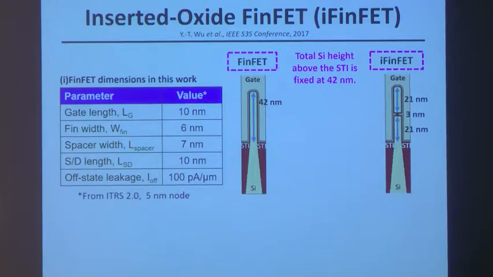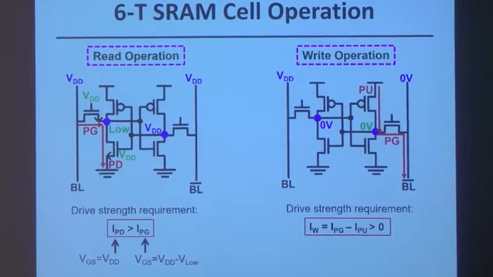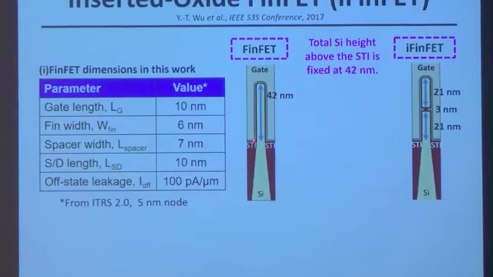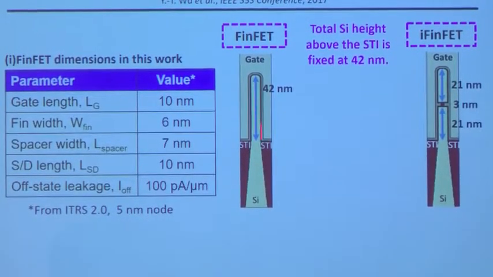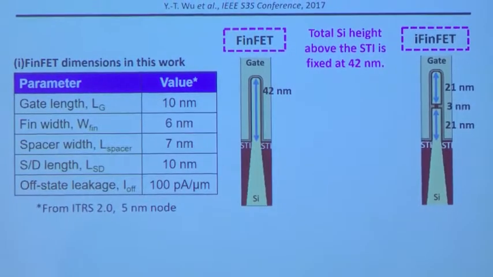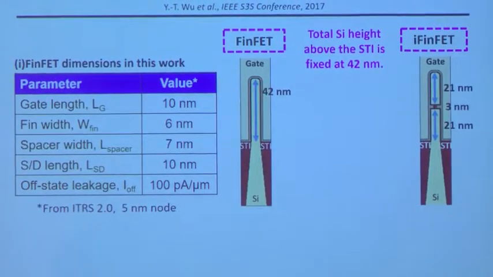So what my group has published in the last couple of years, and now there seems to be interest among companies to try this out, is what we call inserted oxide FinFET, or iFinFET. Now, here's conventional FinFET, okay? So at the 5 nanometer node, the roadmap sort of predicts that it'll be like 40 or 50 nanometers tall, but the fin width will be 6 nanometers wide.